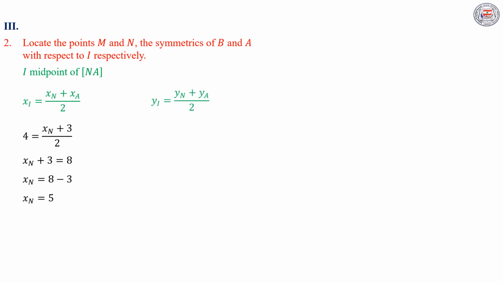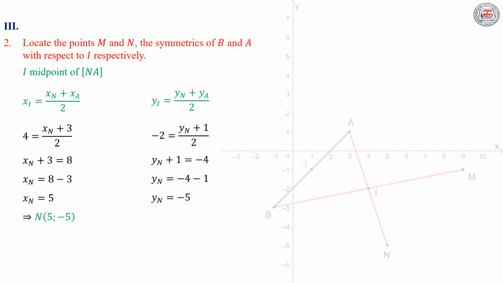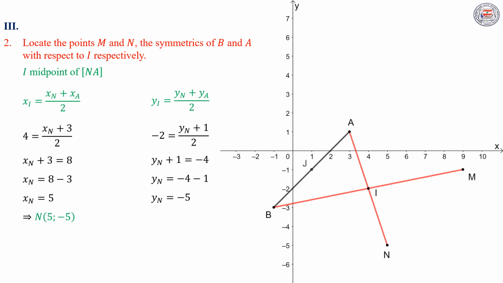yI is equal to (yN plus yA) over 2. yI is equal to minus 2 and yA is equal to 1. Then minus 2 equals (yN plus 1) over 2. Then yN plus 1 equals minus 4. Then yN equals minus 4 minus 1, therefore yN equals minus 5. Then the coordinates of N are (5, -5), and this is the representation of the locations of the points M and N.